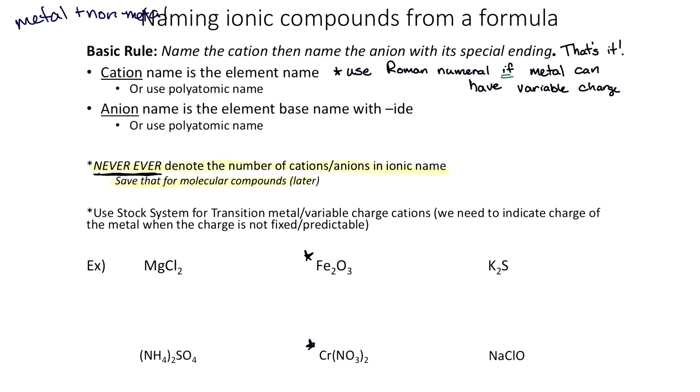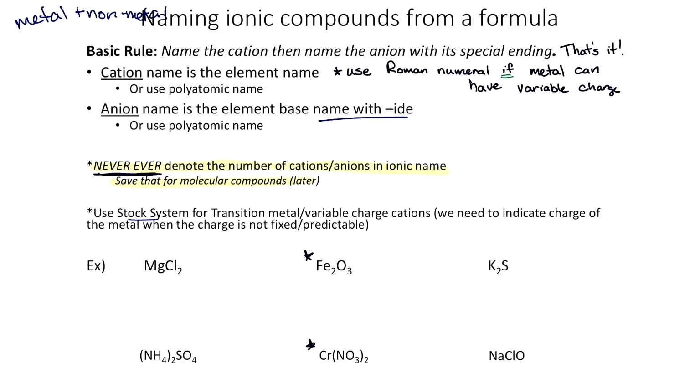So here's the basic rule, all right, is when you're given an ionic compound, name the cation, then name the anion. That's it. Never, ever, ever use prefixes to denote how many of each ion there is. You just name the cation, name the anion. That's it. But remember, cations sometimes can have variable charge, so you might have to use the stock system. And for anions, that base name has the "ide" ending, right? So we just name the cation, then the anion. That's how you name ionic compounds.